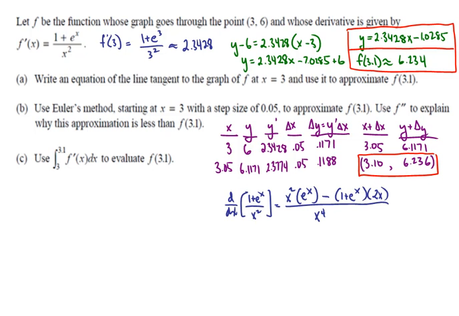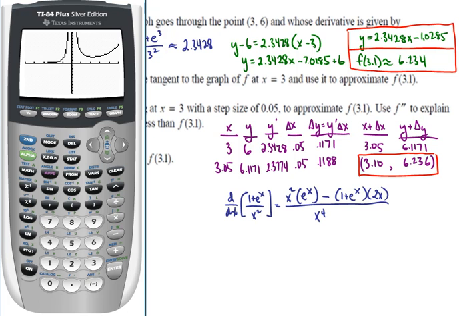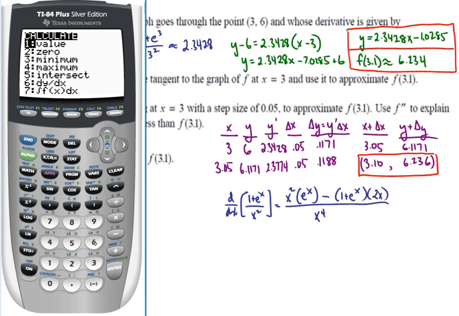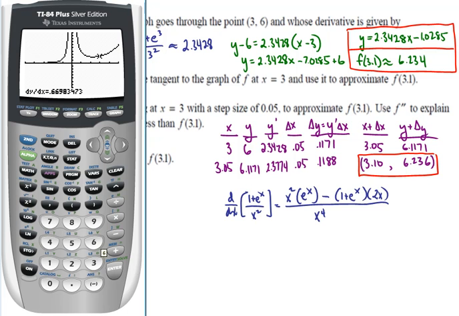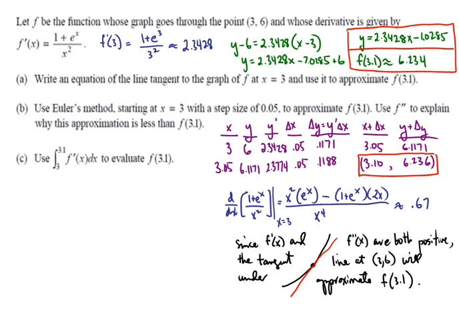Now, since I'm going to need the calculator anyway to do this calculation, since I have the derivative in y1, I can simply go to the graph and look for the derivative at x equals 3. So I do second, calc, option 6, x equals 3, and I get 0.669 or 0.67. Since both the first and second derivatives are positive, that means that the tangent line at that point will under-approximate the value of the function. So the tangent line under-approximates the value of the function at 3.1, and we'll continue in the next video.